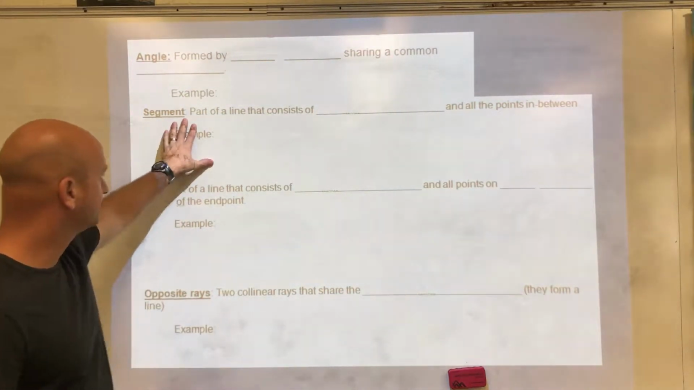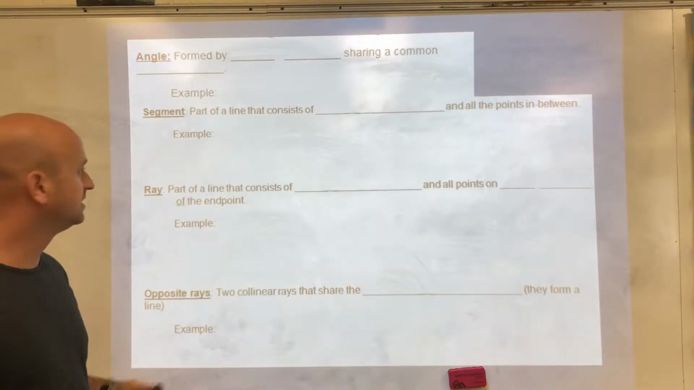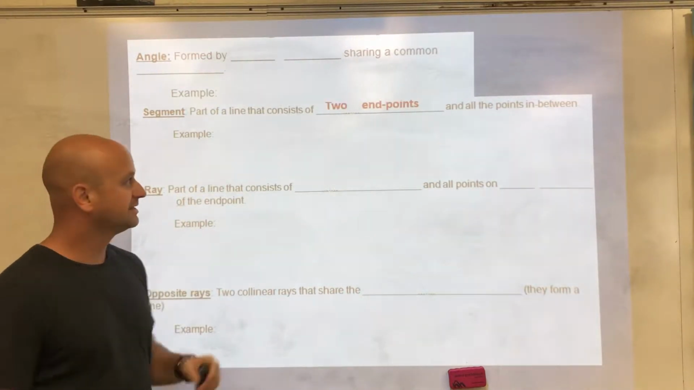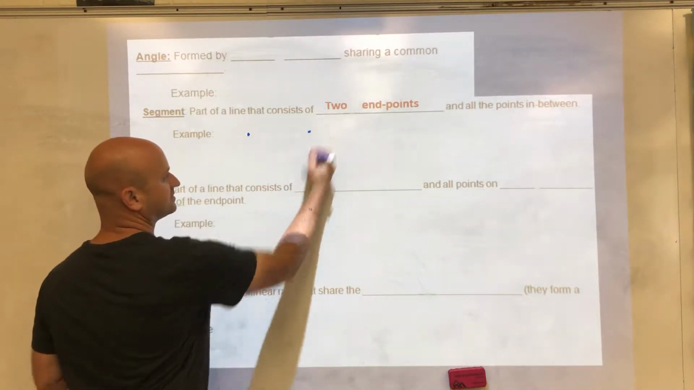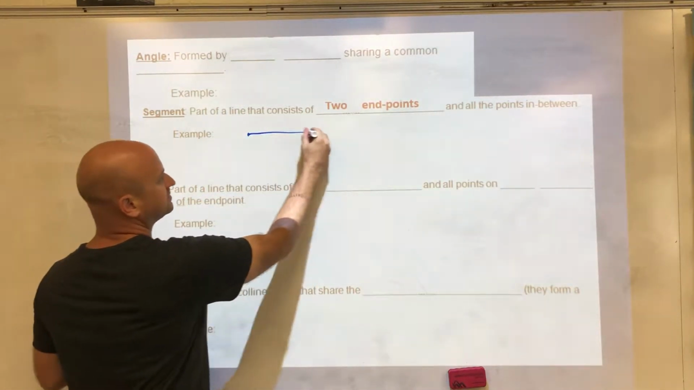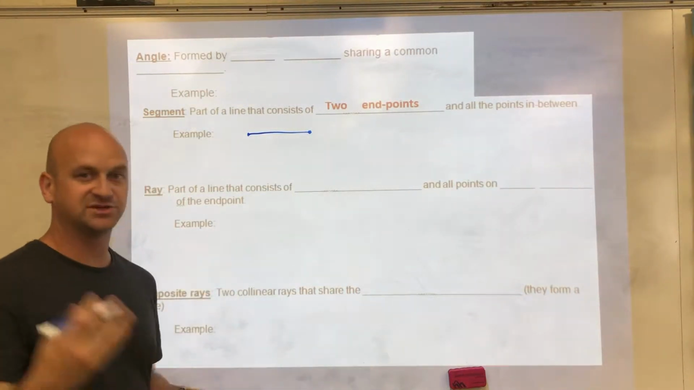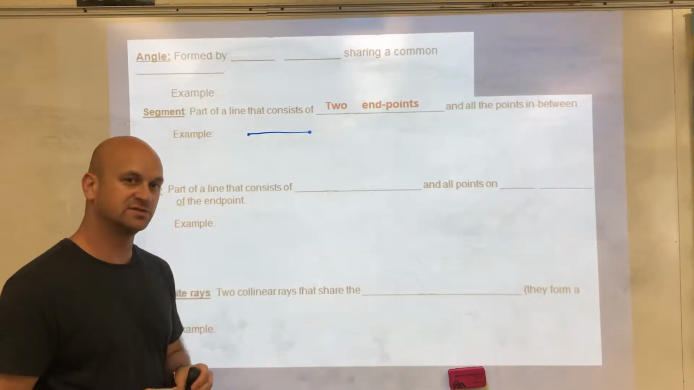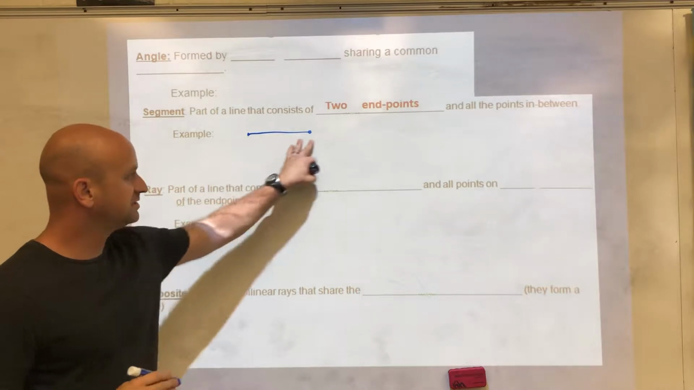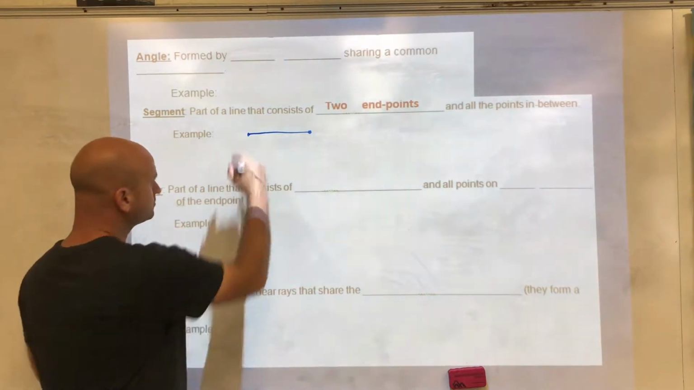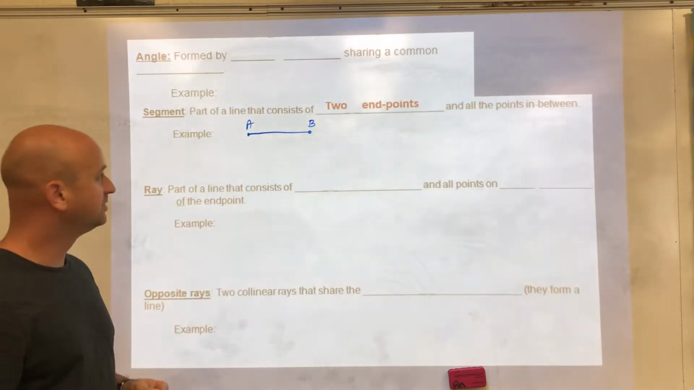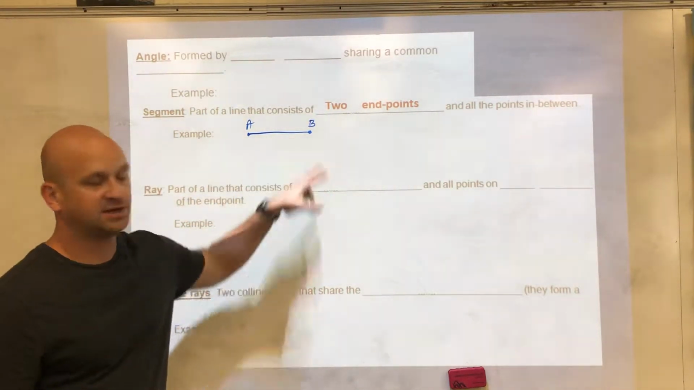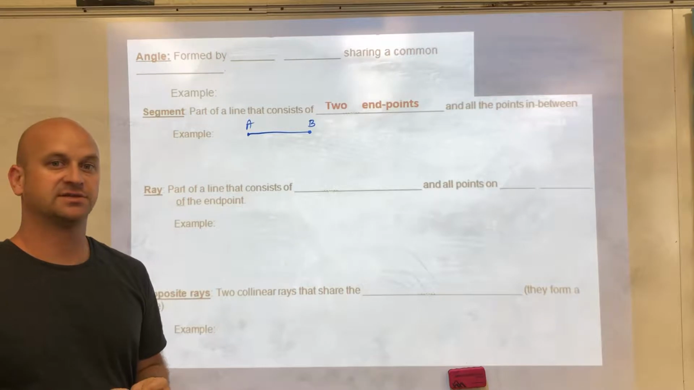So if we go here to segment, the definition of a segment is part of a line that consists of two endpoints. So if we were to draw the endpoints like so, and then all the points in between them. A series of points by definition is a line, which we talked about in the previous lesson. So this would be an example of a segment. Now we can label a segment with capital letters, like A and B, and that would be a diagram of a line segment.